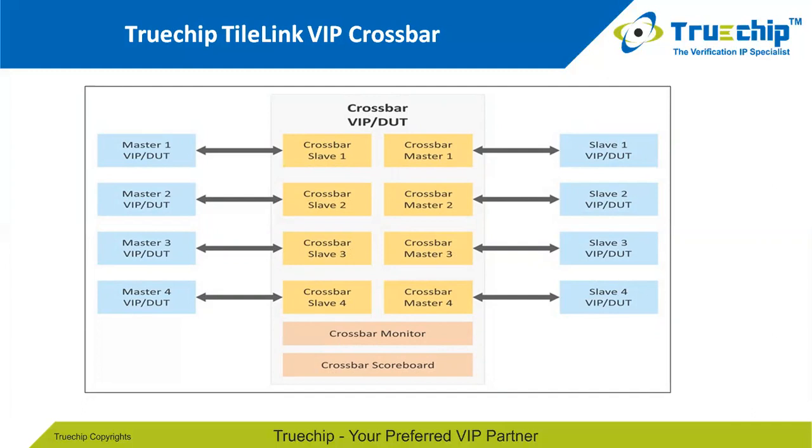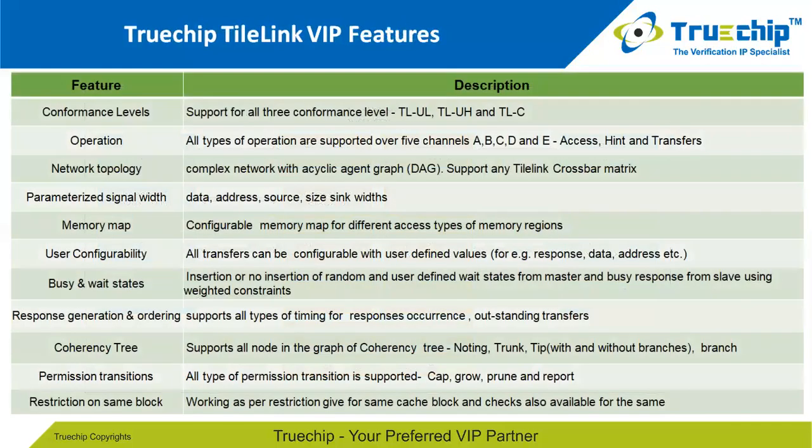Now we go through the features of the TrueChip TileLink VIP. The VIP supports all the 3 conformance levels and all the types of operations supported on the 5 channels. The VIP follows the acyclic agent graph and supports any tiling crossbar matrices. The data, address, source, sink, and size widths can be parameterized. The VIP provides a user configurable memory map for different types of memory regions. All transfers can be configured with user defined values. The VIP also supports busy and wait states using weighted constraints.